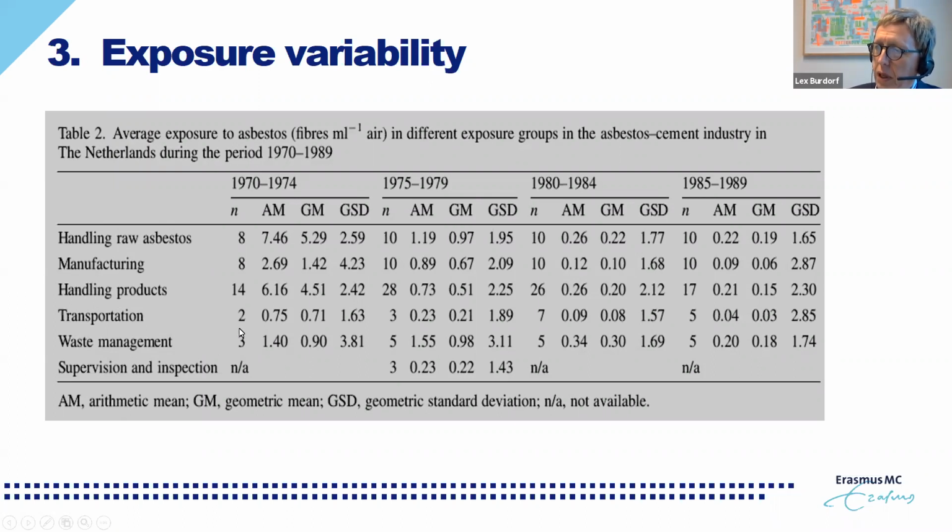So we have a limited number of measurements available. We calculate the arithmetic mean, geometric mean, geometric standard deviations. You see quite substantial variation. Over time, there is a reduction in exposure, especially starting 74, 75. There's a huge reduction in exposure. Then the next 5 years, there is again a reduction in exposure. And in the next 5 years, there is a modest reduction in exposure.